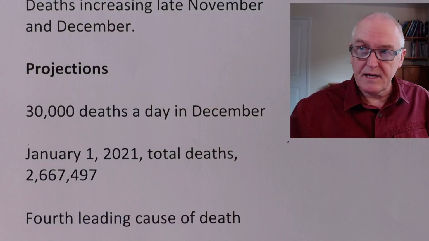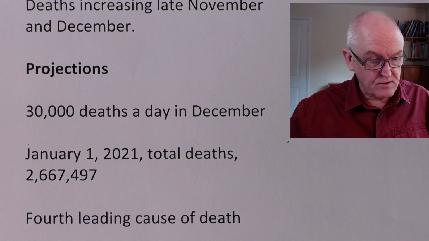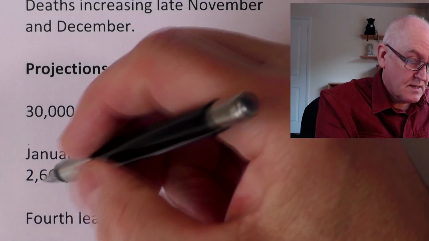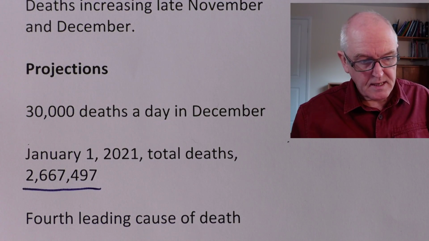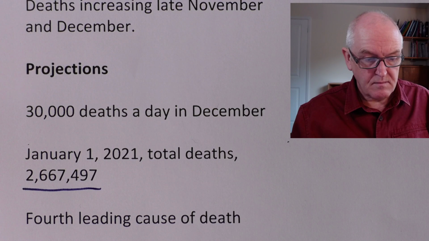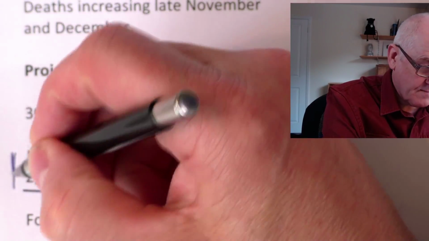Dramatic increase, because most people are living in the Northern Hemisphere. It's going to be winter in the Northern Hemisphere. This is probably what's going to happen. January the 1st, 2021, total deaths will probably reach 2.6 million people. That's another 1.6 million people probably going to die of COVID between now and the 1st of January. Our job is to reduce that as much as we can, of course.